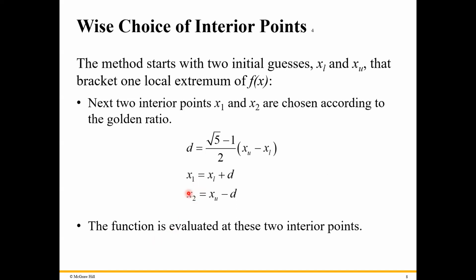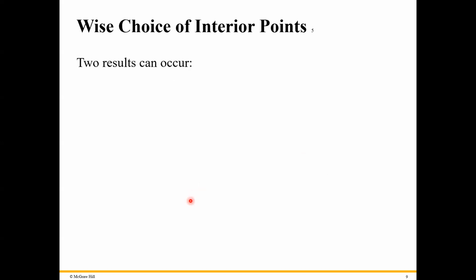So we will determine x1 and x2. Then the function is evaluated at these two interior points. So we find the values of the function at x1 and x2, fx1 and fx2. So now we will have these values.